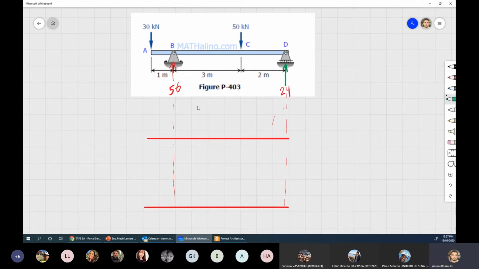Okay, the shear force diagram. What do we have here? A point load of 30 kilonewton acting downward. What would that produce, guys?